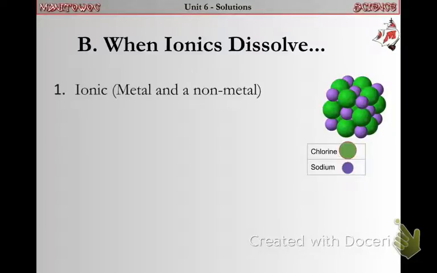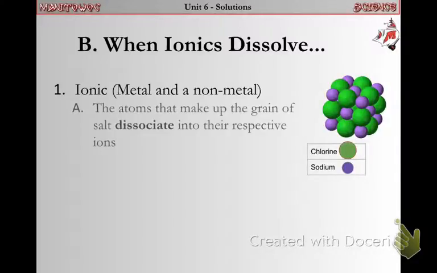So just to refresh our memories, ionic means we've got a metal substance that's bonded with a non-metal substance. My model on the right-hand side of the page is looking at sodium chloride. So there's chlorine ions, those are the green ones, and there's sodium ions, those are the blue or purple ones, whatever you want to call that. What happens with an ionic compound is, if you think about this green and purple conglomeration on the right side as being a grain of salt, when ionic substances dissolve, the atoms that make up that grain dissociate into their respective ions.